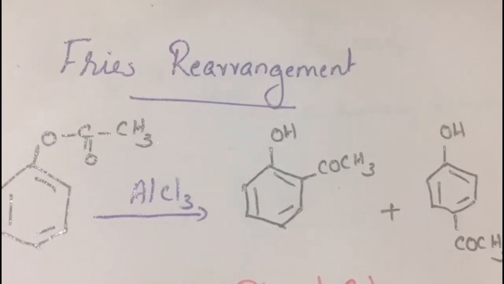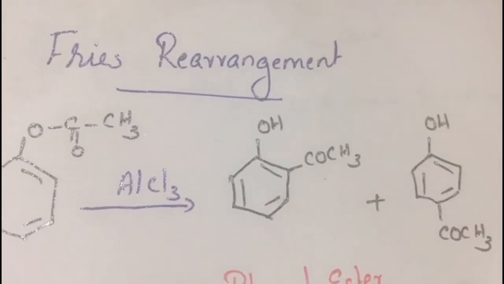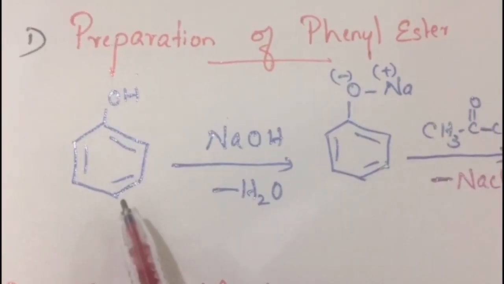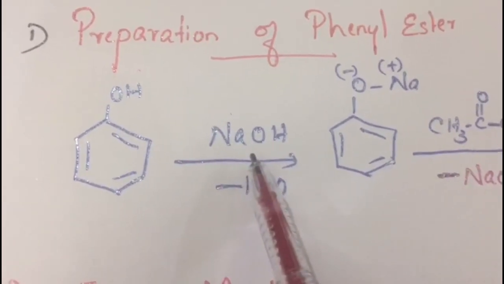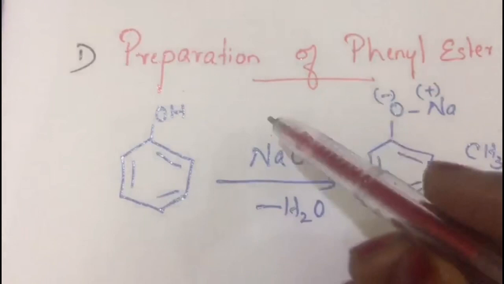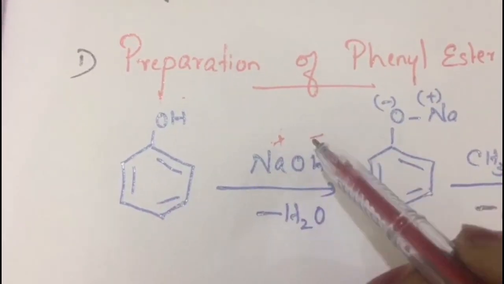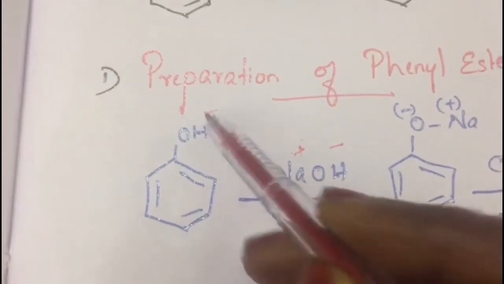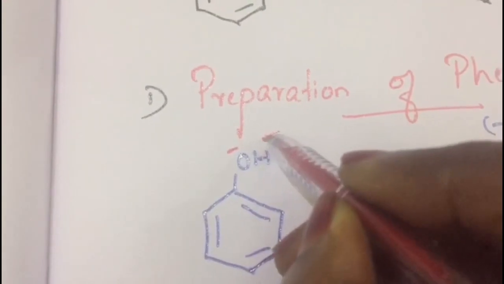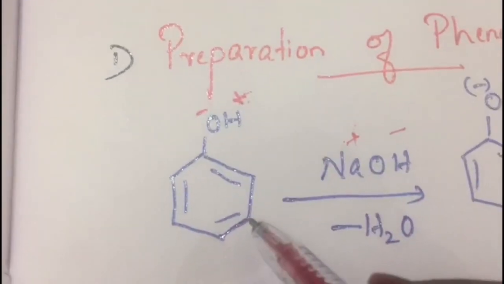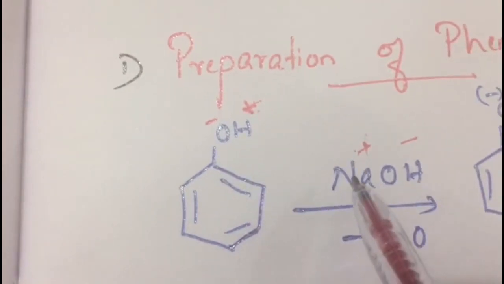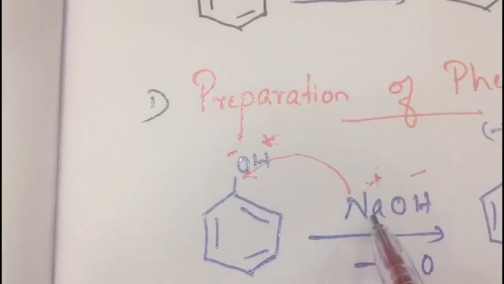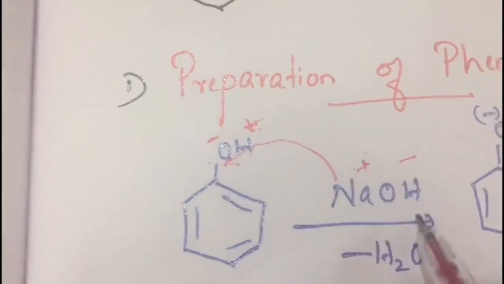Now let us discuss how the phenyl ester is formed from phenol. First step is phenol is treated with sodium hydroxide. We know sodium hydroxide is Na plus and OH minus, and phenol is weakly acidic. It exists as H plus and O minus. So first it will form phenoxide ion. This Na plus will move towards O minus, so it will form sodium phenoxide and the other product is water.